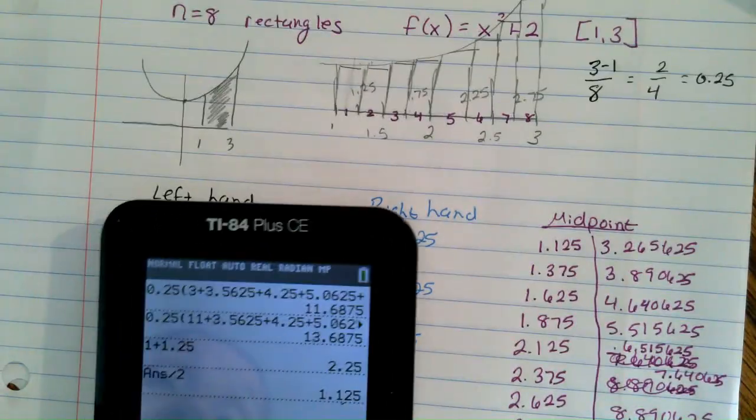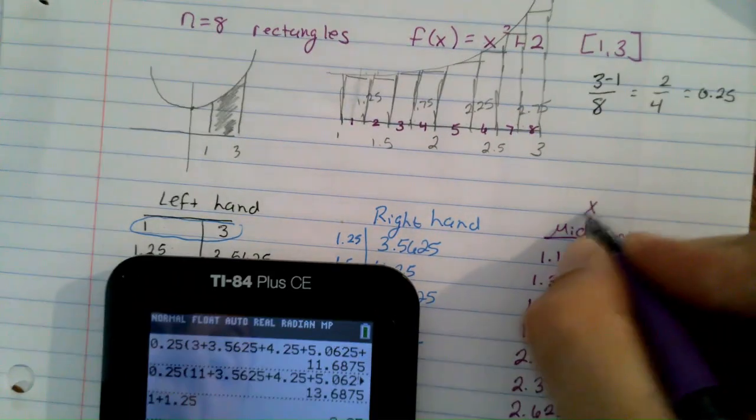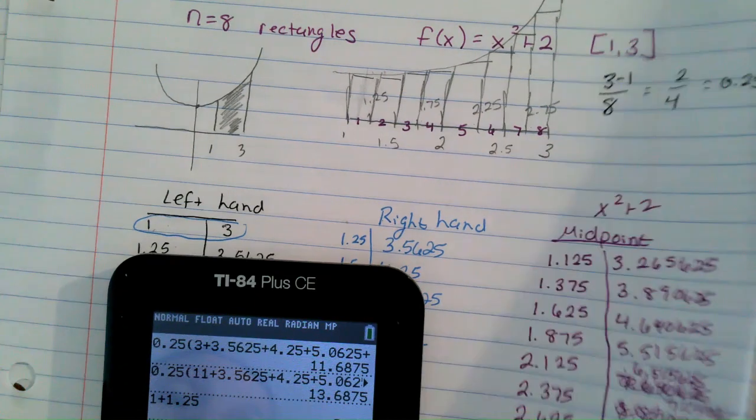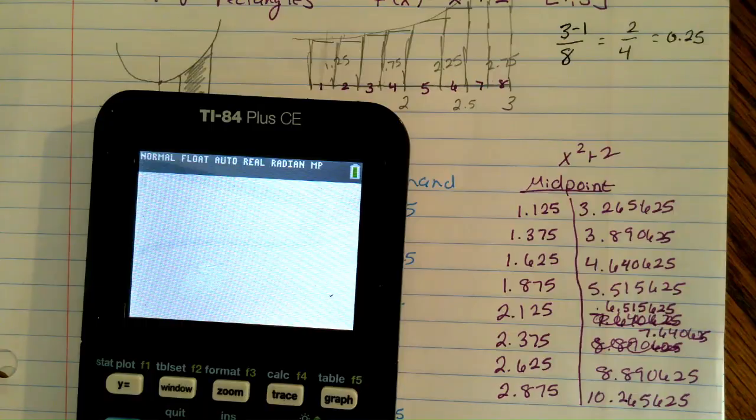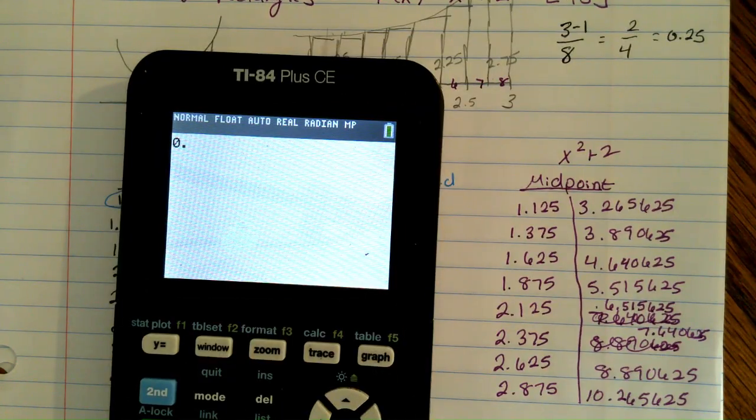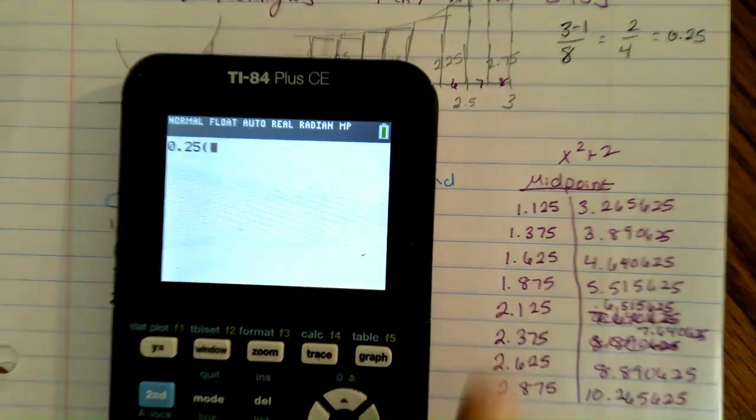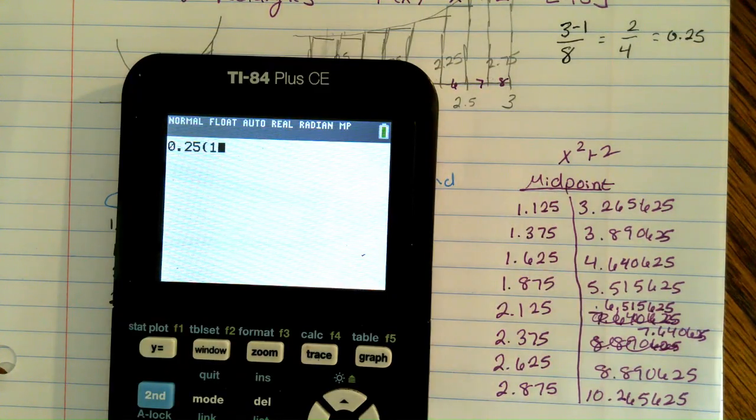That's a lot to write. So I know that my formula is x squared plus 2. But my width is still a quarter, right? So I still have my same width. And I'm just going to actually type them into the equation.